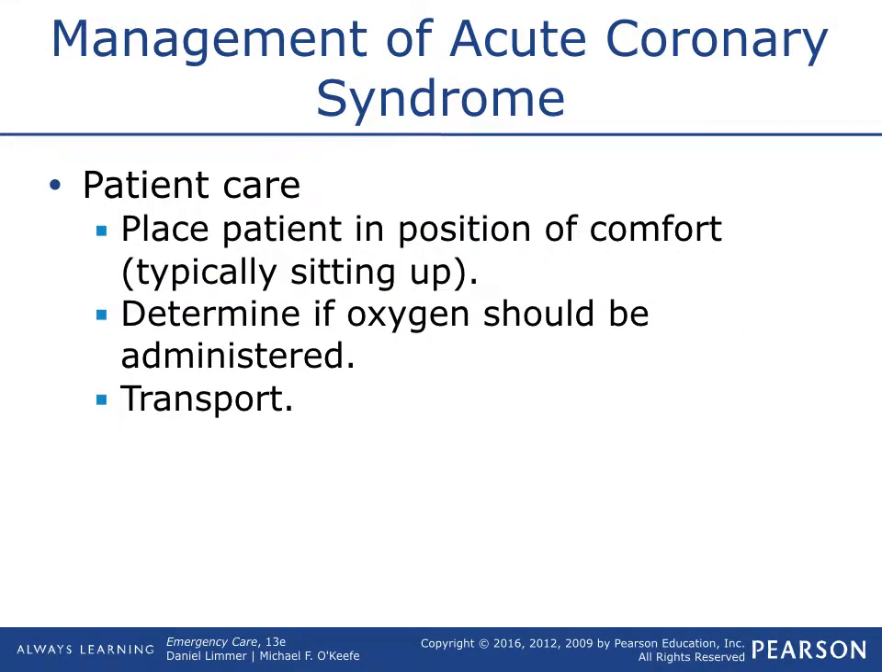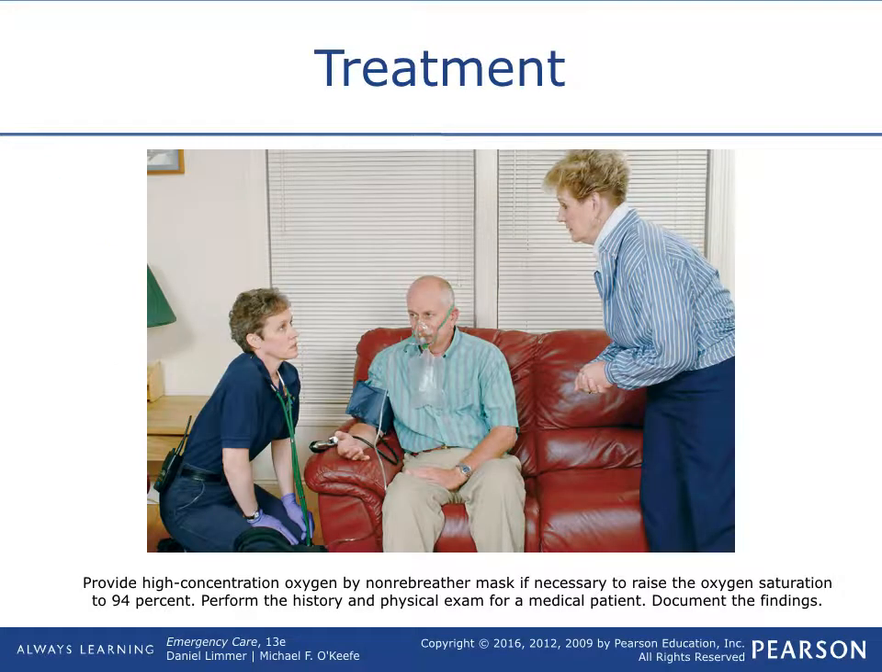Patient care, you place the patient in a position of comfort, typically sitting up, like the guy in the picture in your book. Typically, they like to sit up. If they lay down, it can affect their breathing more. Determine if oxygen should be administered. Look at that pulse ox. I mean, look at their ventilation. Are they getting good ventilation? Is the respiratory rate in a good spot? Is their pulse ox in normal range? If it's not, you can get them on oxygen, and then transport.